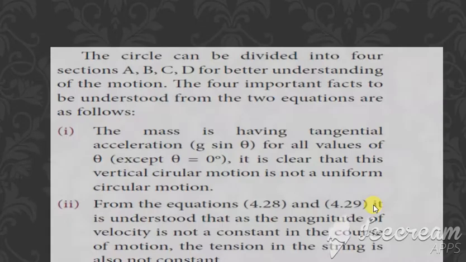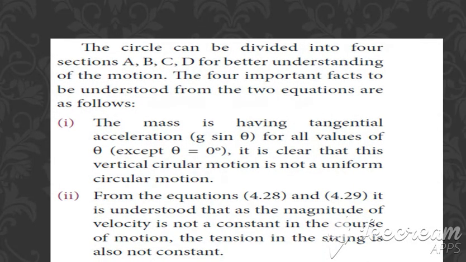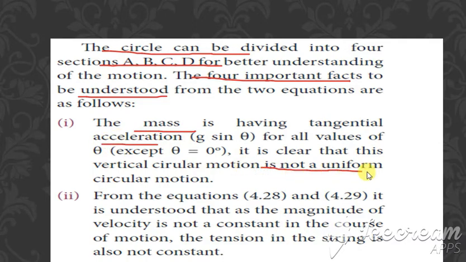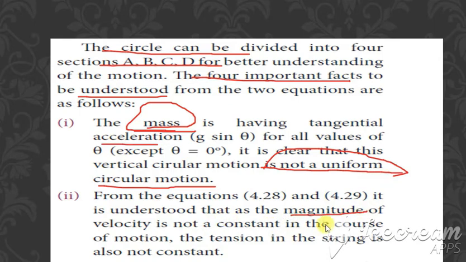So we have got the two equations, and this is about the circle which we are considering. The circle has been divided into four sections, is it not? A, B, C and D. There are four important facts to be followed. What are the four important facts? The first point is that the acceleration, sorry, the mass for the given acceleration, is not uniform in the circular motion. Then the second point is that the magnitude of velocity is not constant, and the tension is also not constant.